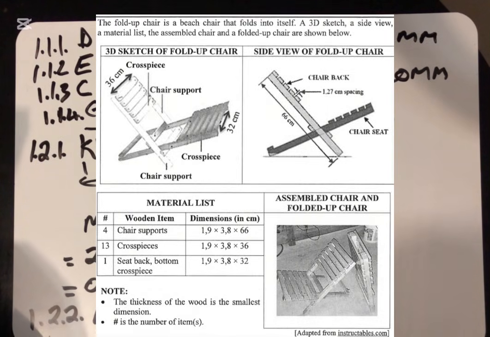We also have the picture of an assembled chair. Note, the thickness of the wood is the smallest dimension. They are saying that the thickness of the wood is the smallest dimension. So if you check here, the thickness is going to be 1.9, 1.9, 1.9, because that's the smallest dimension. And then they also say that the hashtag represents the number of items, meaning 4 is the number of items, 13 is the number of items, 1 is also the number of items.